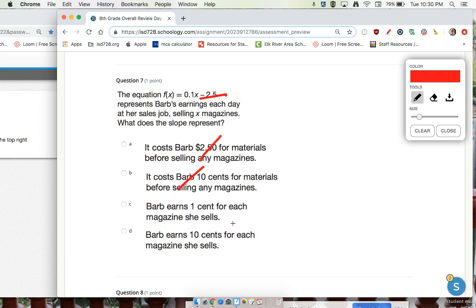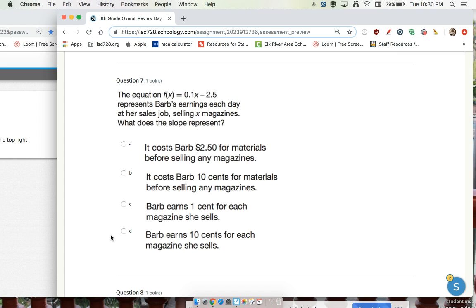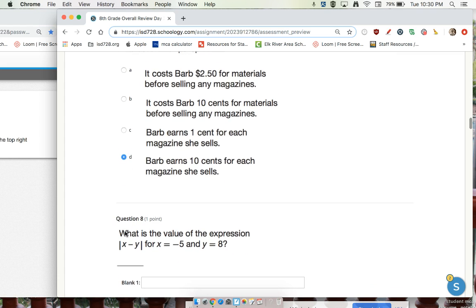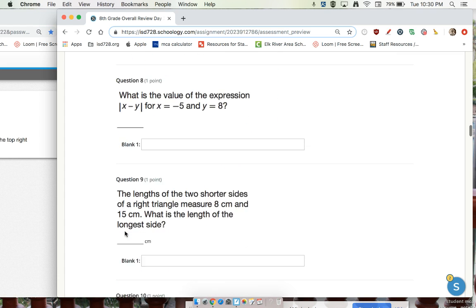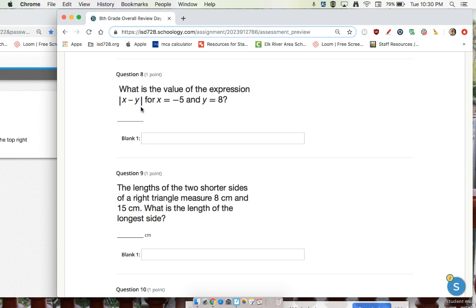Barb earns 1 cent for each magazine she sells. That would look like this, 0.01, so that's not it. Barb earns 10 cents for each magazine she sells. Yep, that one is the correct one. Okay, number 8. What is the value of the expression?